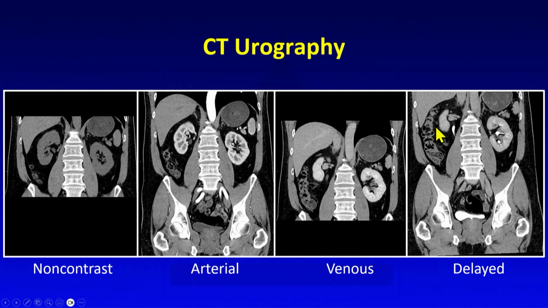With the protocol for our CT, we use the same CT urography protocol with the 4 phases. The arterial and the delayed phases go all the way through from the kidneys to the bladder, and they really deliver complementary information in terms of both tumor detection and staging.